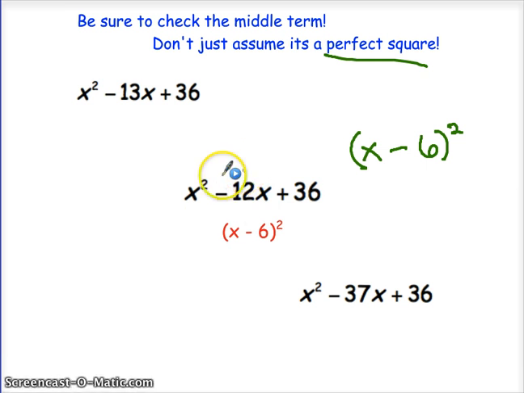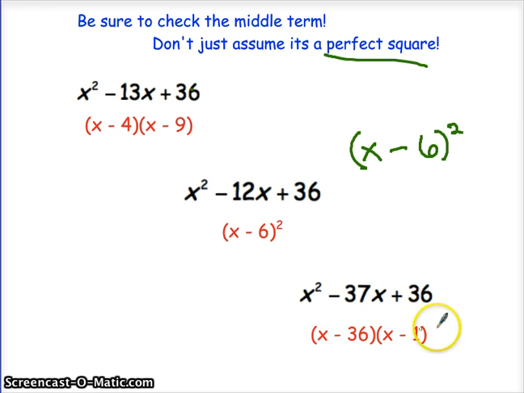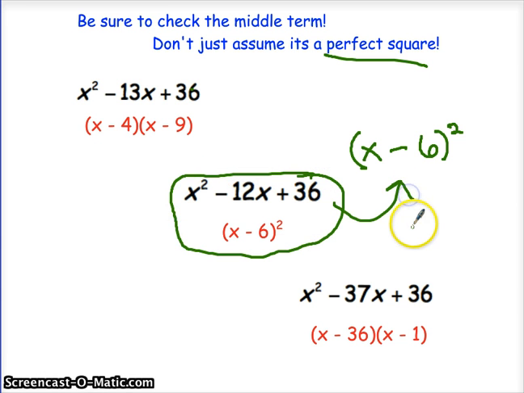X times 6 times 2 would be 12, and if I make that a negative 6, there's where we get our negative 12. If you really think about negative 13, it will actually come from negative 4 and negative 9, which still multiply to positive 36. And if you think about negative 37, it's actually negative 36 and negative 1, still multiplying to positive 36. So again, only one of those statements was a perfect square pattern. Make sure you check that middle term and make sure your pattern actually fits.